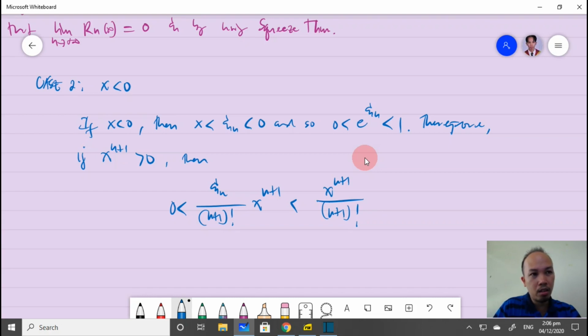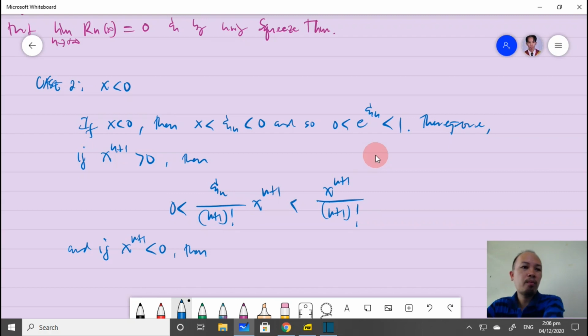Okay, if n is even, we have even plus 1 is odd, so we have negative. If n is odd, we have odd plus 1 is even, so we have positive. So in this case, your n must be odd, so that n plus 1 is even. So negative raised to the even number is positive. And what will happen if x to the n plus 1 is less than 0? Okay, so meaning, what if it is negative?